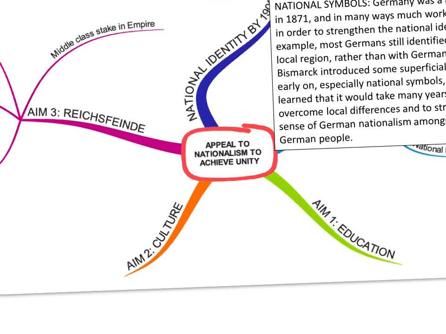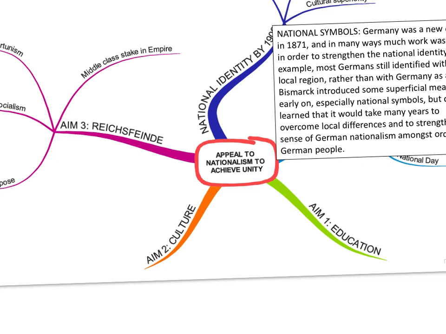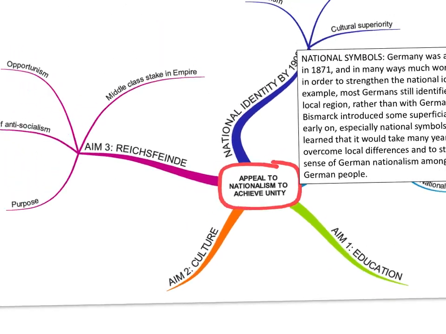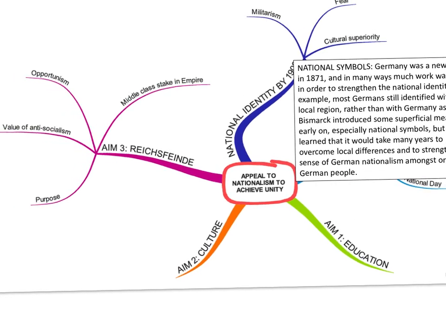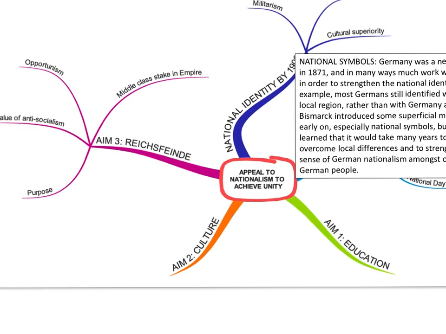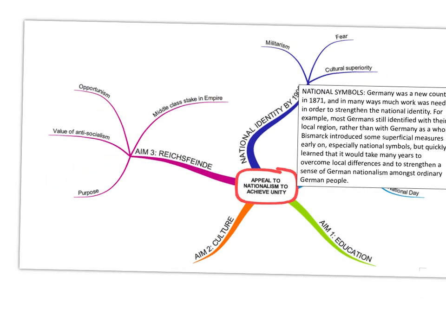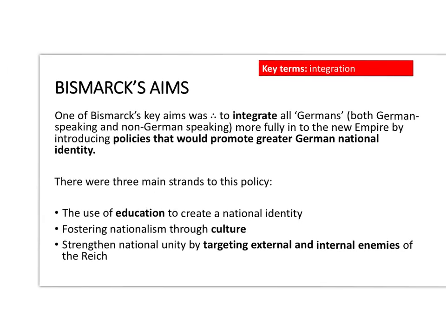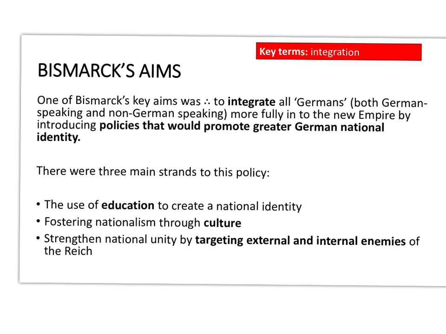And then, as you can see, the next 3 strands of the lesson really look at 3 methods that Bismarck used to strengthen nationalism. The first is education, the second is culture, and the third is this notion of enemies of the empire. So one of Bismarck's key aims was to try to integrate Germans, to get them to identify with their new country. And the way to do this is to promote a greater national identity. And there are the 3 strands that we're going to now look at.